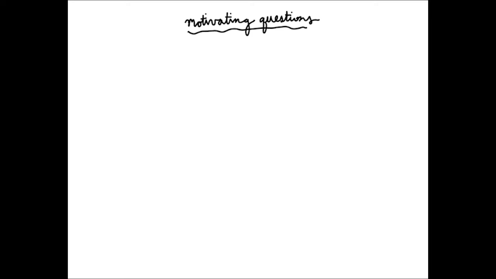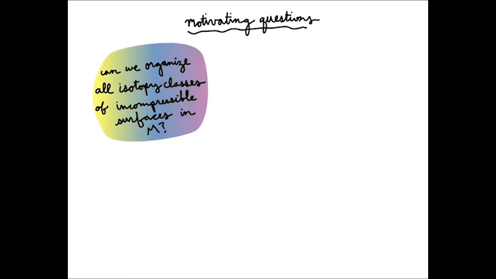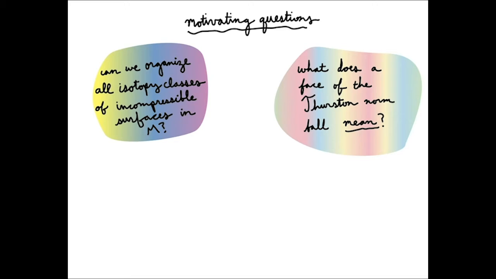Here are some motivating questions for my talk. One, is it possible to organize all the isotopy classes of incompressible surfaces in our three-manifold? Another vague question is, what does a face of the Thurston norm ball really mean? In the case of a fibered face of the ball, we understand, and I'll talk about this in the talk, how the face corresponds to topological information about the manifold. But what about other faces of the ball?